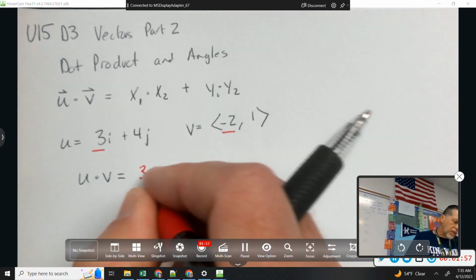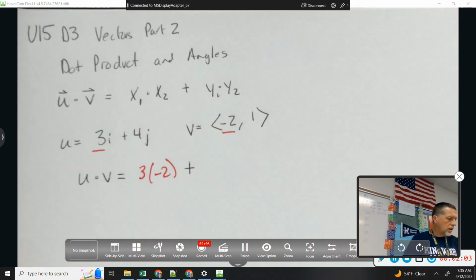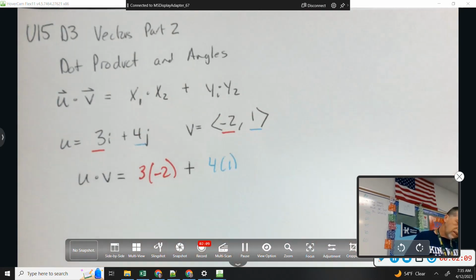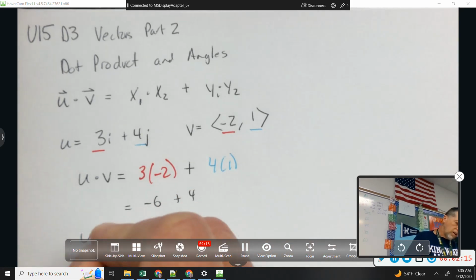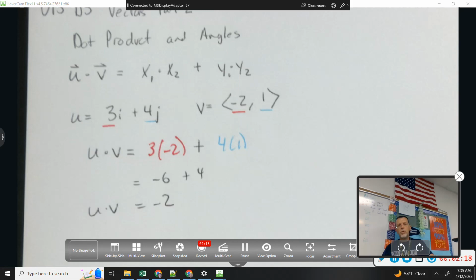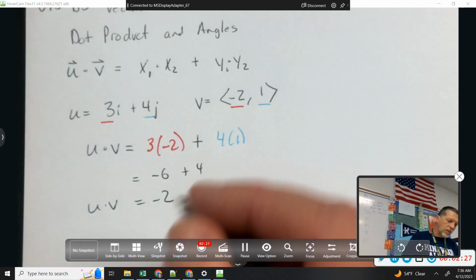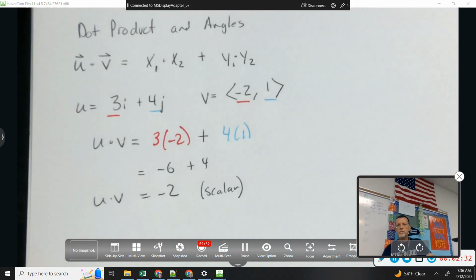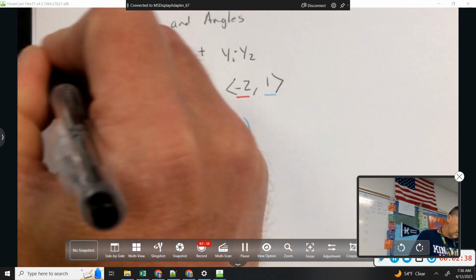Just pick off the x pieces. So 3 times -2 plus 4 times 1. So -6 plus 4 is -2. So the dot product of u and v would be -2. Multiply the x's, multiply the y's, add them together. And we talked a little bit yesterday about vectors versus scalars. This is a scalar. It's not a vector. It's just one number. So there's the dot product.